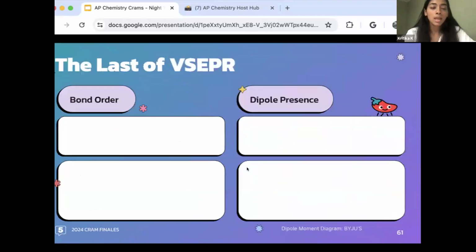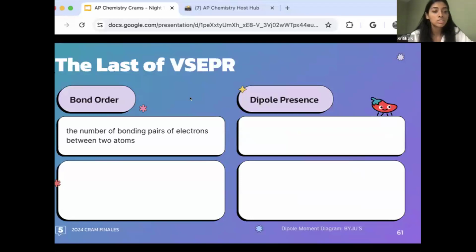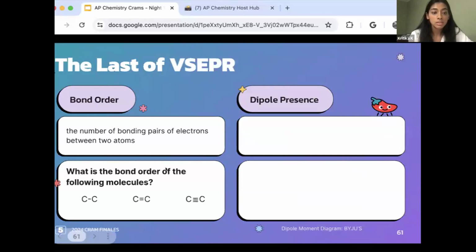All right, and this is for the last part of VSEPR. We're going to talk about bond order, which is the number of bonding pairs of electrons between two atoms. For example, all of these have different bond orders.